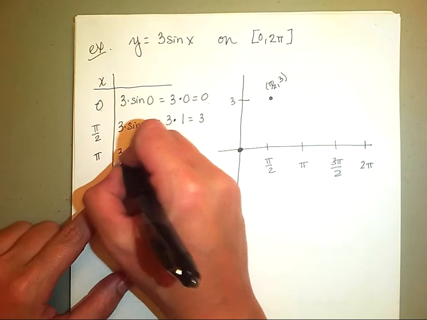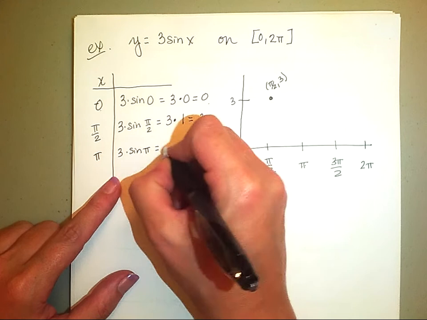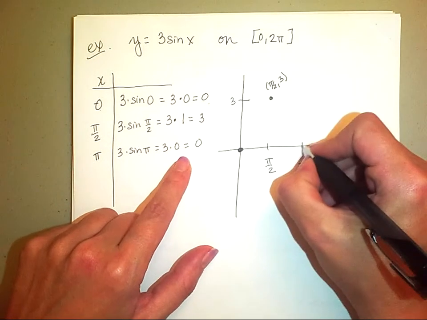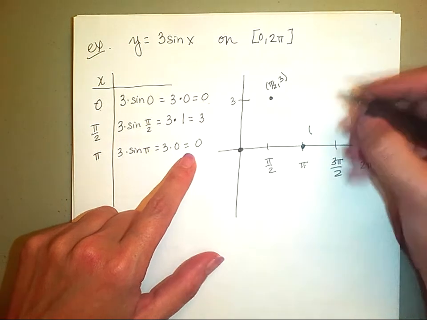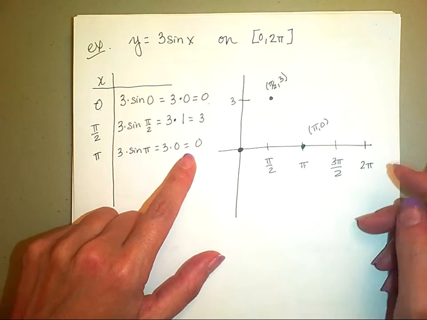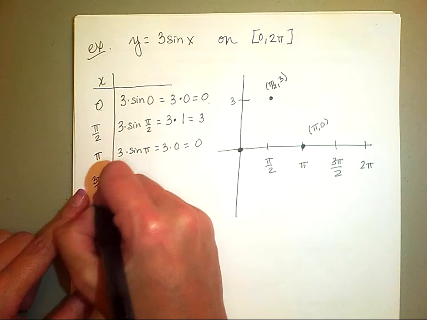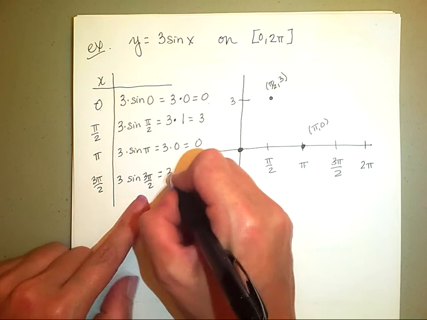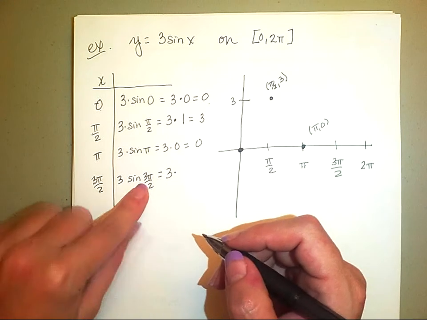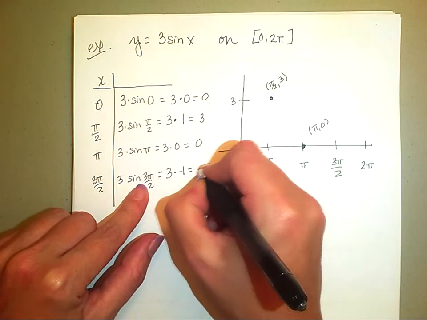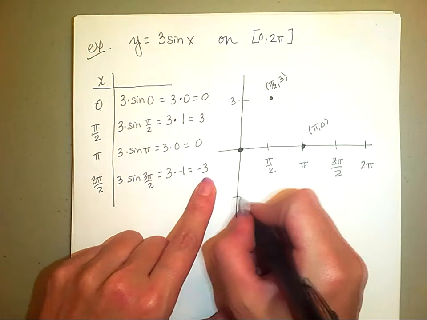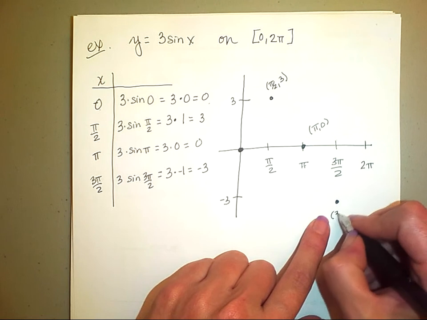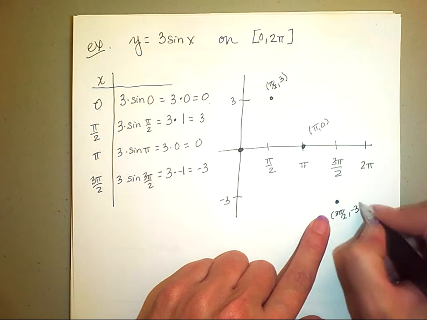Now at pi, we get 3 times the sine of pi, which is 3 times 0. The sine of pi is 0, which is just 0. So at pi, we're back at 0. At 3 pi over 2, we get 3 times the sine of 3 pi over 2, which is negative 1, so we get negative 3. I'll label this as negative 3 and put it down here. So this is the point 3 pi over 2, comma negative 3.